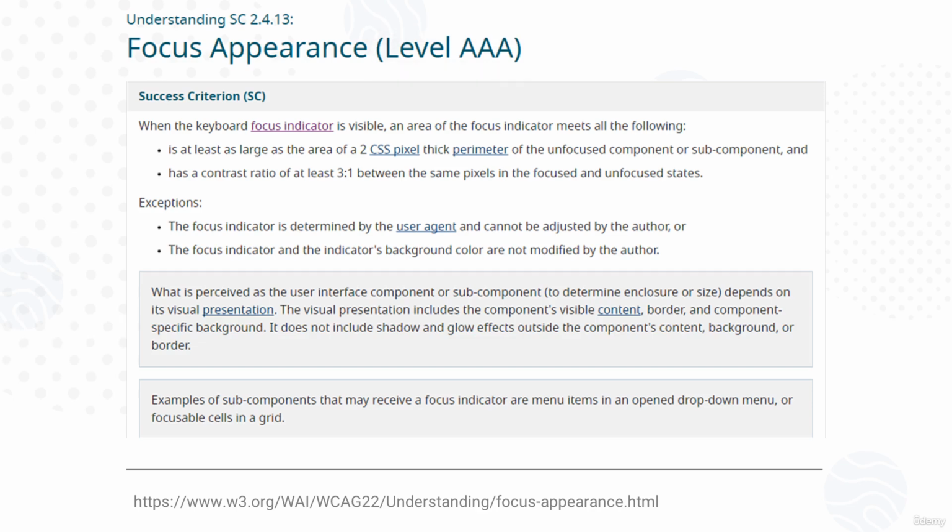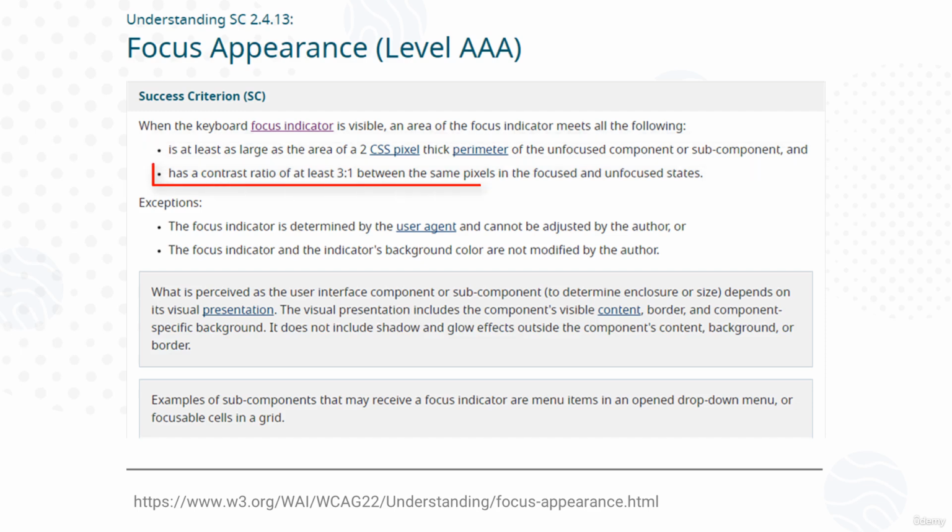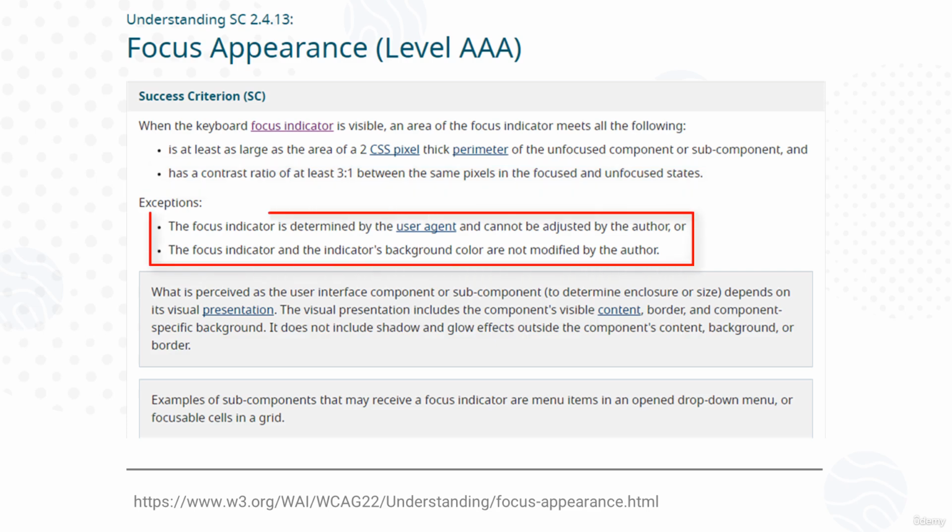To pass it, the focus indicator, when visible, is at least a 2-pixel thick perimeter of the unfocused component and has a contrast ratio of 3:1 between the same pixels when focused and unfocused. And there's a few exceptions for when the focus indicator is determined by the browser or the focus indicator and background color are not author modified.